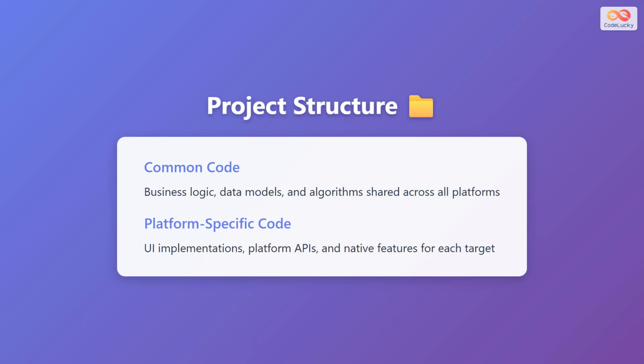A Kotlin Multiplatform project is organized into two main parts. First, you have the common code section. This is where you place your business logic, data models, algorithms, and any code that can be shared across all platforms. Think of this as the heart of your application, the code that remains the same regardless of whether you're running on Android or iOS. Second, you have platform-specific code. This is where you implement user interfaces, access platform-specific APIs, and integrate native features that are unique to each target platform. This structure allows you to maximize code reuse while still maintaining the flexibility to leverage platform-specific capabilities when necessary.